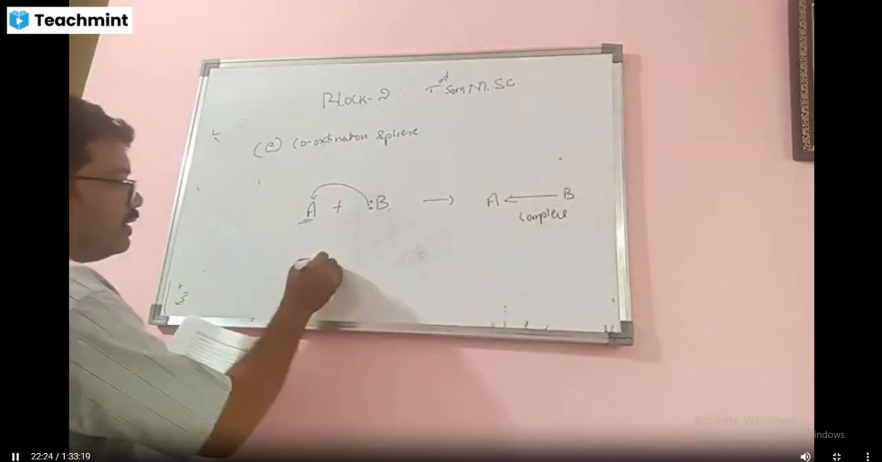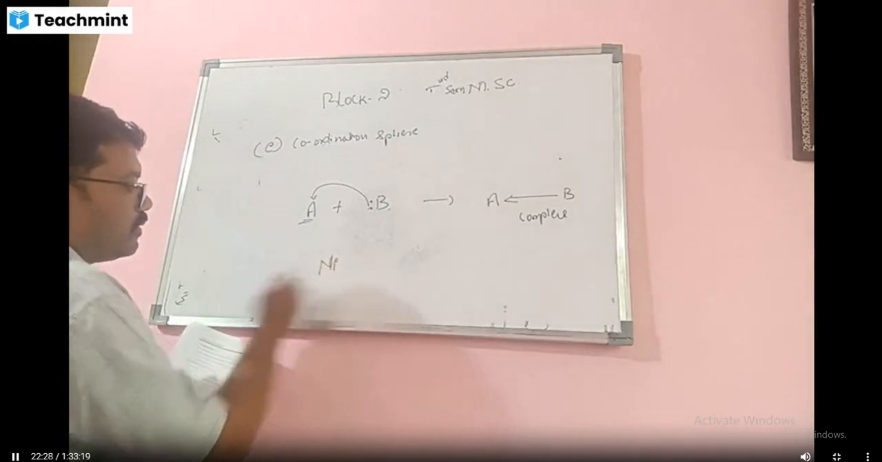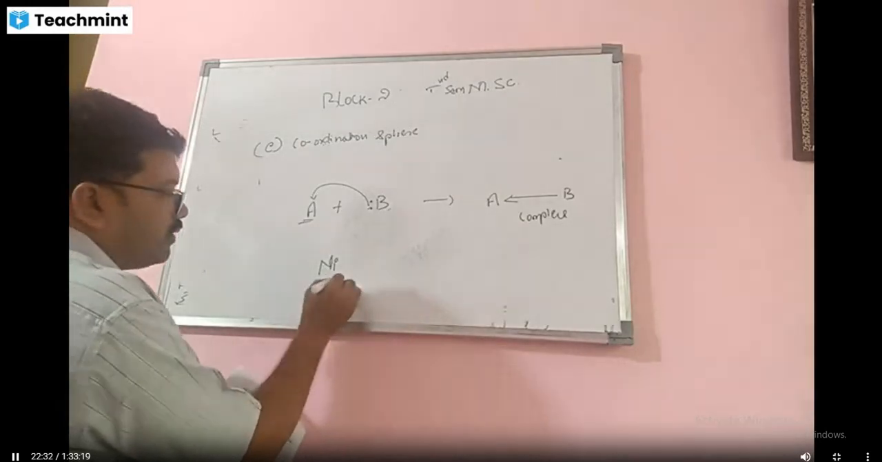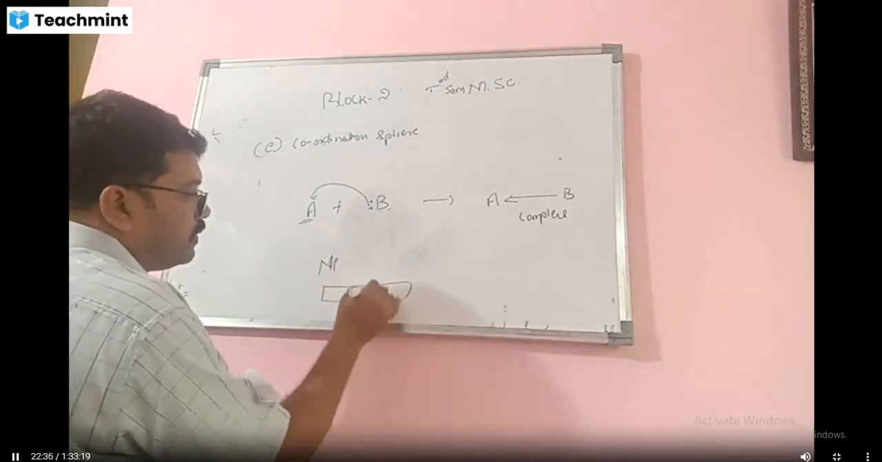Like that, see, for example nickel. If we write the electron configuration, you will get the d orbitals.